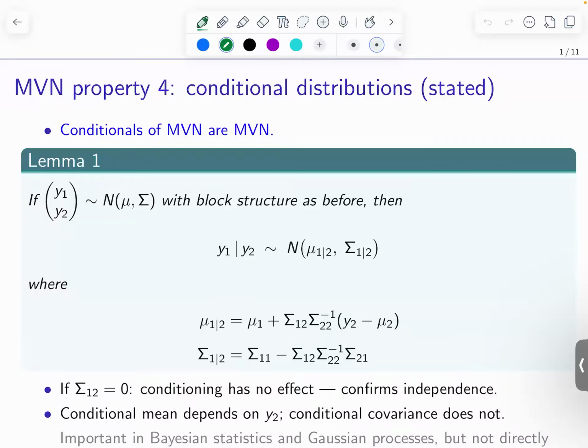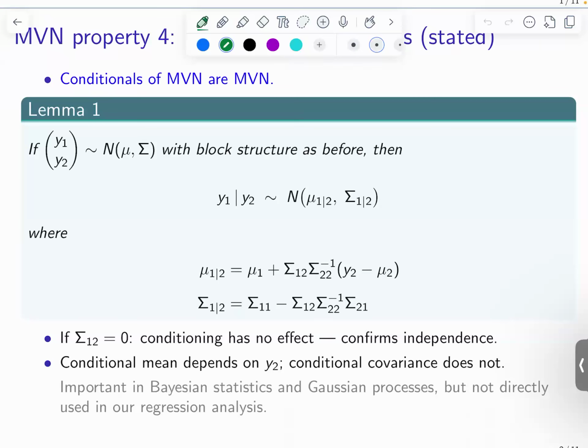So I'm not going to spend too much time on it, but just want you to know this in case you run into it later. So if you have a vector, let's say y, and you partition it into two parts, y1 and y2, and this is a multivariate normal random vector, sometimes they're called jointly normal. Y1 and y2 are jointly normal. Then I can ask, what is the distribution of, let's say, y1?